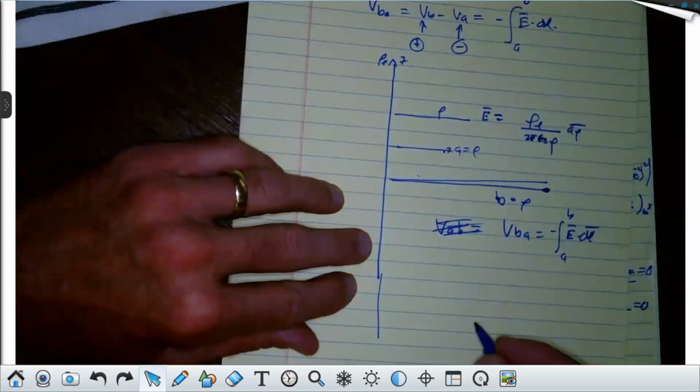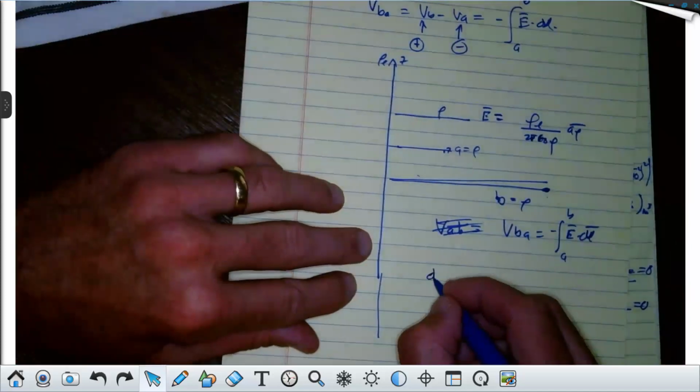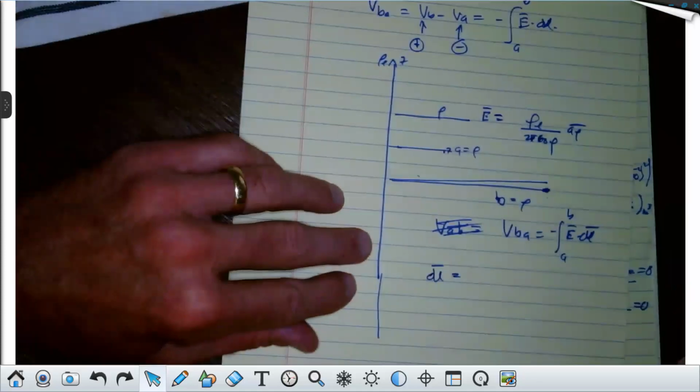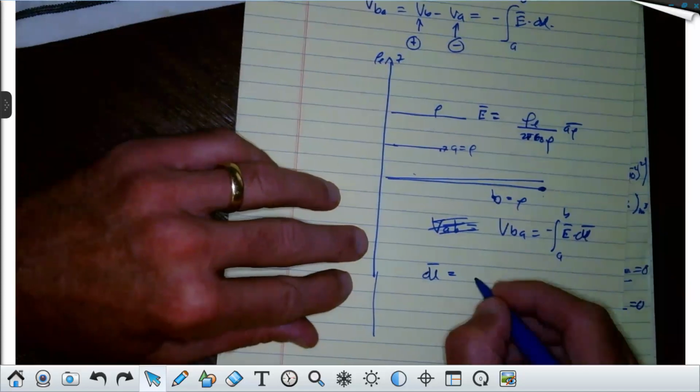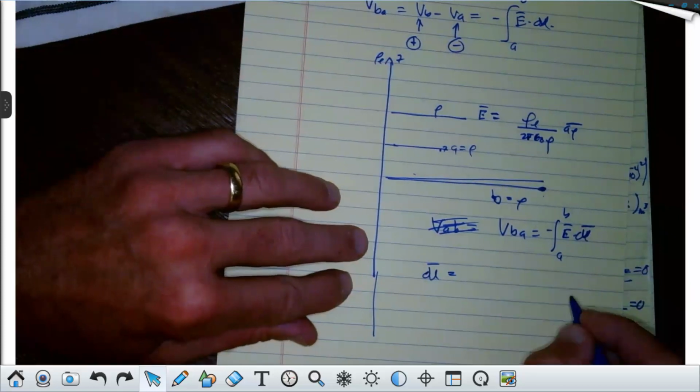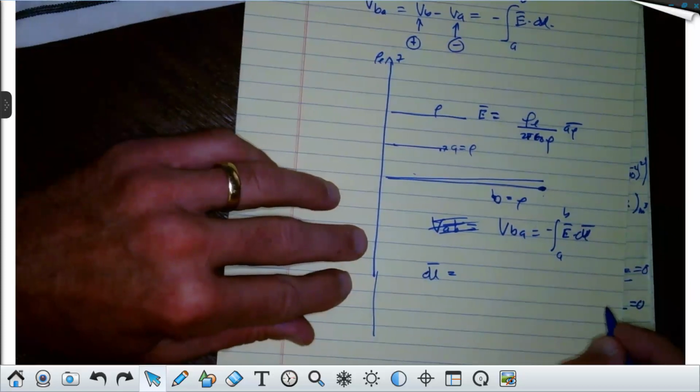Now we need the differential length. So the differential length in cylindrical coordinates, you can write the whole thing out, but you're going to see only one term is of importance. Does anybody remember this? You do? Okay, good. What is it, Tyler? Differential length. I remember the E field. I'm not sure what the differential length is.